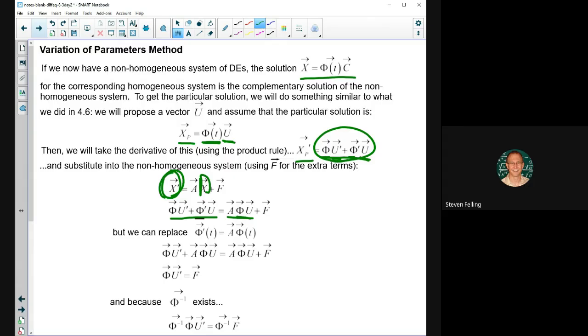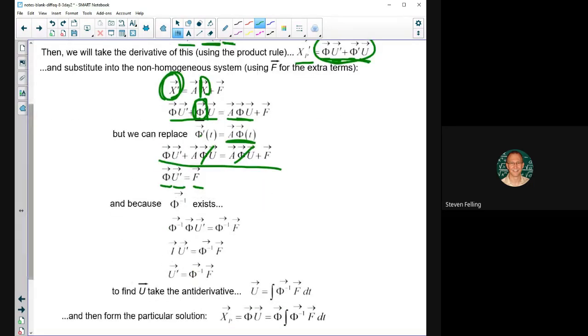Okay, but we can actually replace this phi prime here with A phi because we know that the fundamental matrix is a solution of the homogeneous equation. So if you replace this with this, you get this. And then that means that you have an A phi u on both sides, so they can be subtracted off. And you'll end up with phi u prime equals F. Since we know that the inverse of phi exists, that means we can multiply on the left by the inverse of phi to get the identity matrix, and therefore u prime will be equal to the inverse of phi times F.